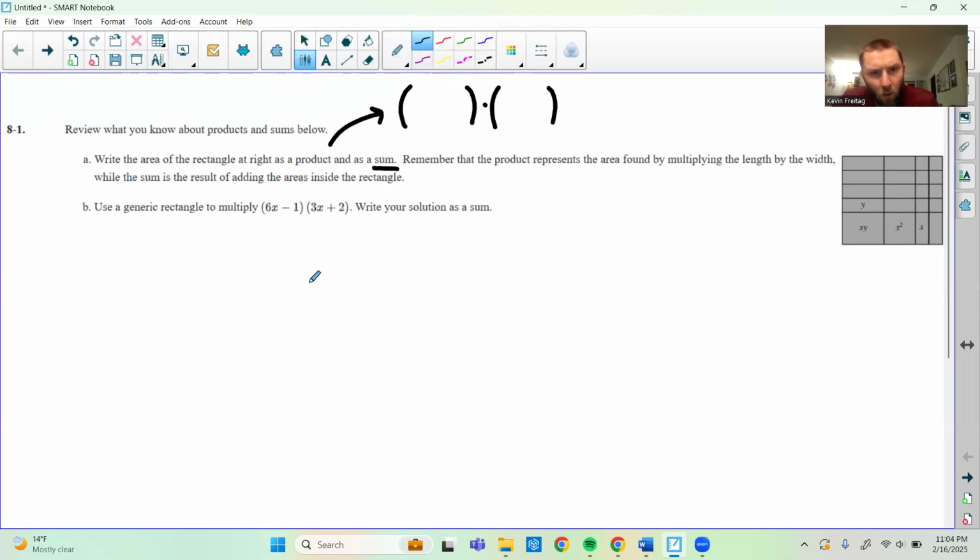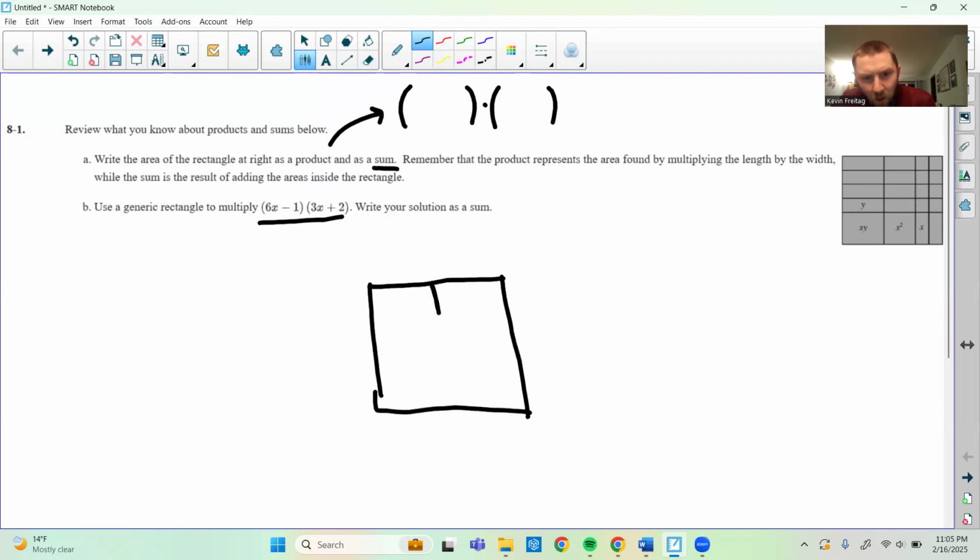Okay, so if I take this set of dimensions right there, and I make my generic rectangle, this kind of skill should feel very familiar to us. Okay, so across the bottom, I have 6x minus 1. Going up the side here, I have 3x plus 2. Okay, so again, I'm just taking these two dimensions from part B of that problem, and I'm putting them as the dimensions, base, and height of this generic rectangle that I'm pretending is a pile of algebra tiles.